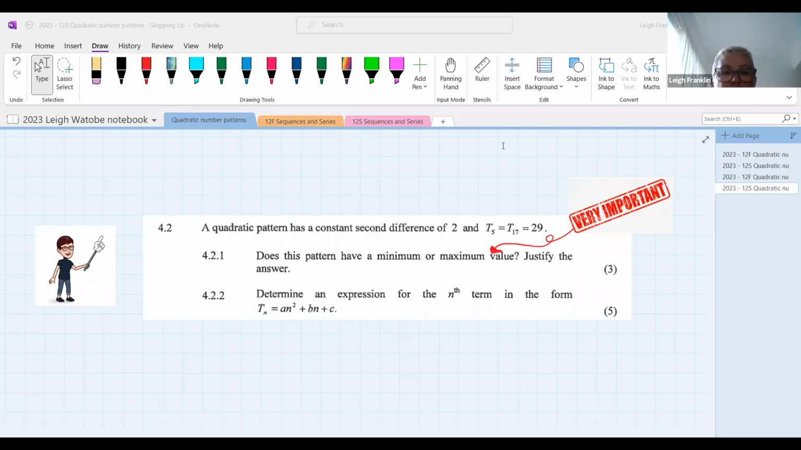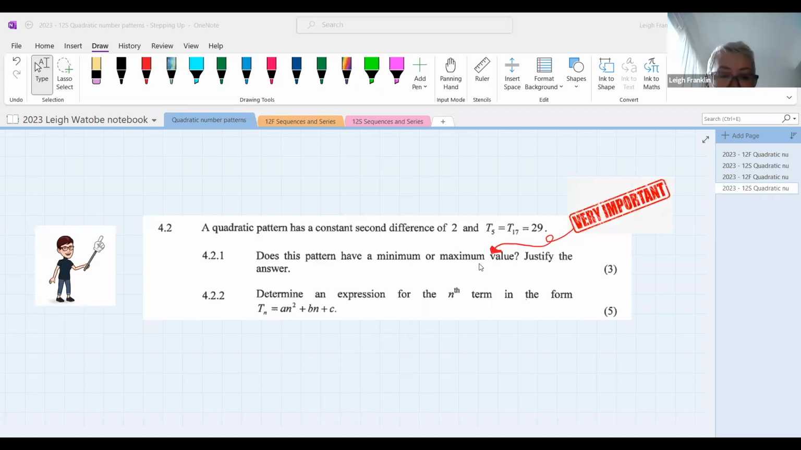So I think what I'm going to do is jump ahead to this question. We can always come back to one of the others because I want to go through this concept of what is a minimum and what is a maximum, because it's not just important here in number patterns, it's also important in functions as well.